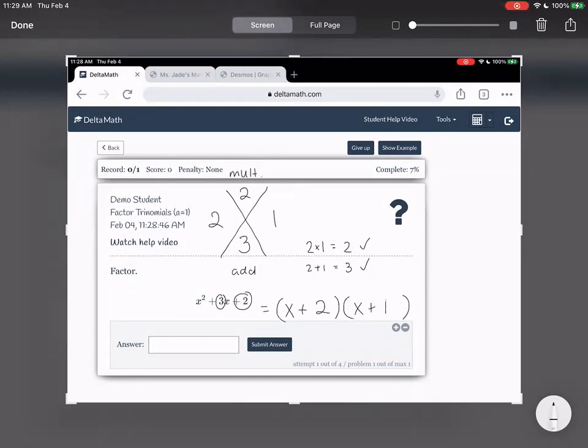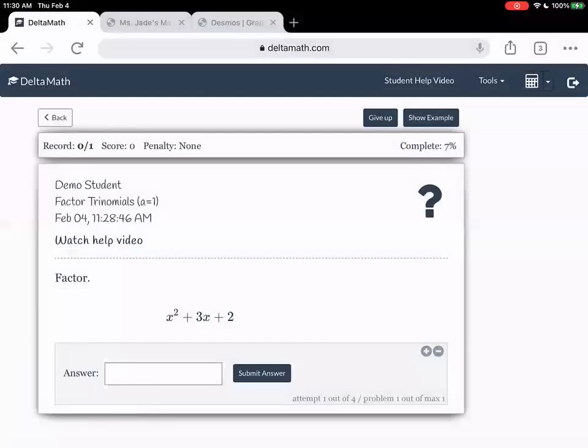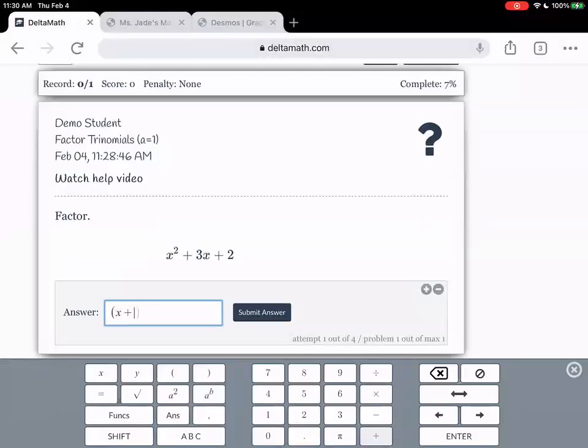Good. Yeah, the first one, you need to put an x plus the number. So x plus 2, and then the other one, x plus 1. Good job. I'm going to pause here, give you guys some time to write and ask questions. So x plus 2, x plus 1, let's go enter that in. X plus 2, x plus 1.